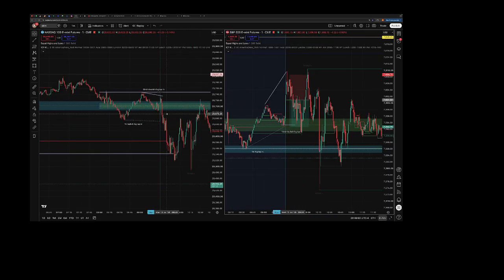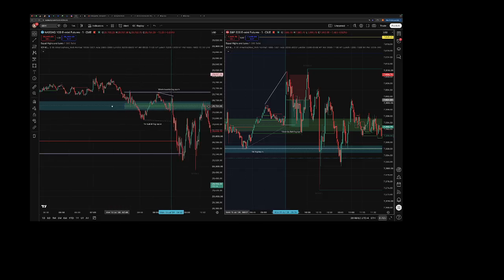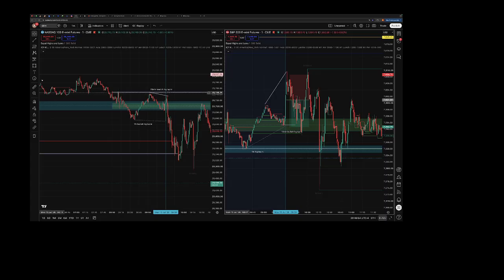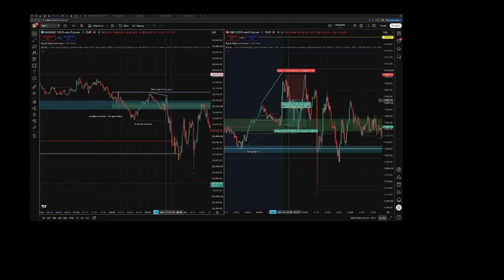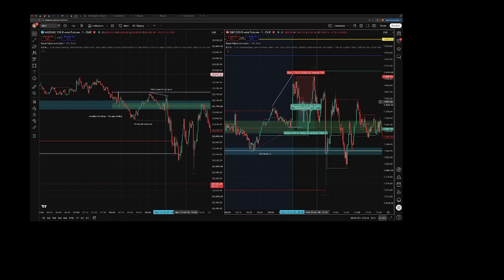My conditions for longs was this 15-minute gap holding and this 1 hour gap holding, and the conditions for longs failed, hence short. So this would definitely be the trade of the day.